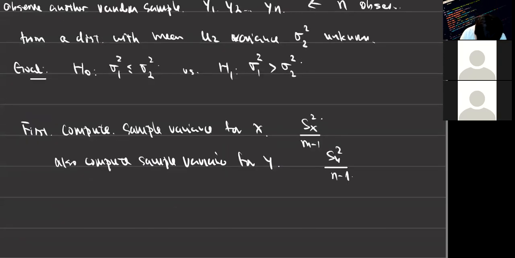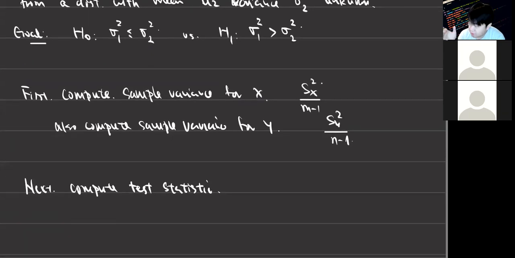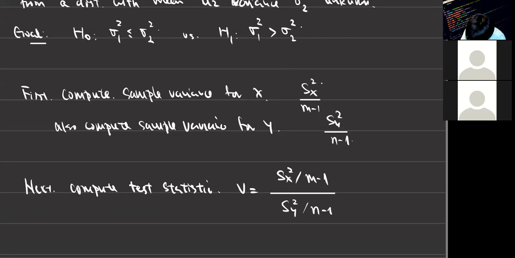Now we're going to compute the test statistic. In practice, you can call it whatever you want, but I'll just use the textbook notation. It's denoted as V. I think it's a short name for variance, so it's easy to memorize: V, variance. And it's essentially the ratio of these two sample variances. So let's write that out. This is Sx over m minus 1 over Sy over n minus 1. That's V.